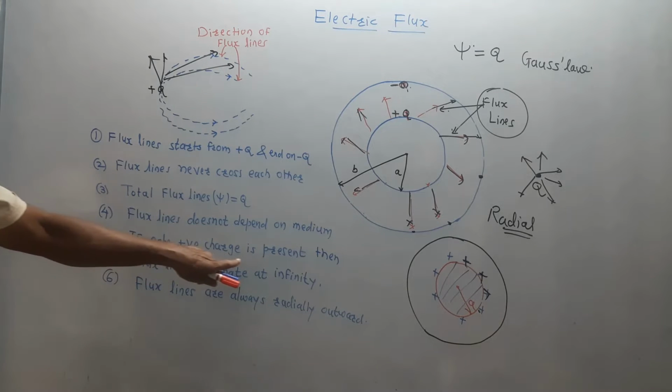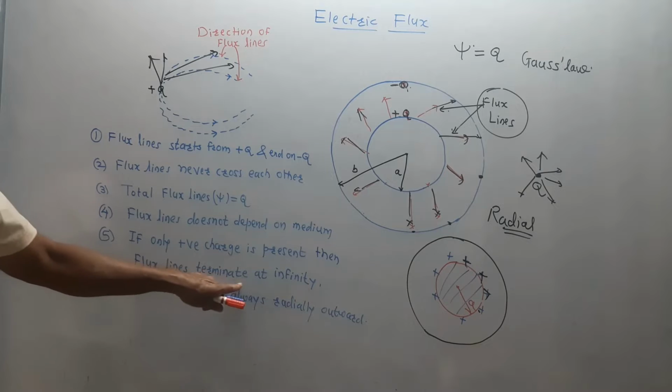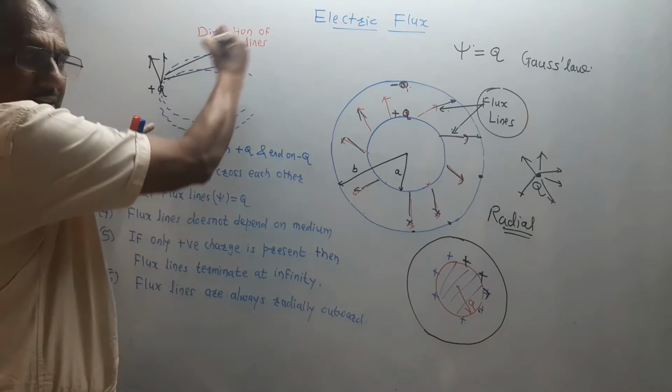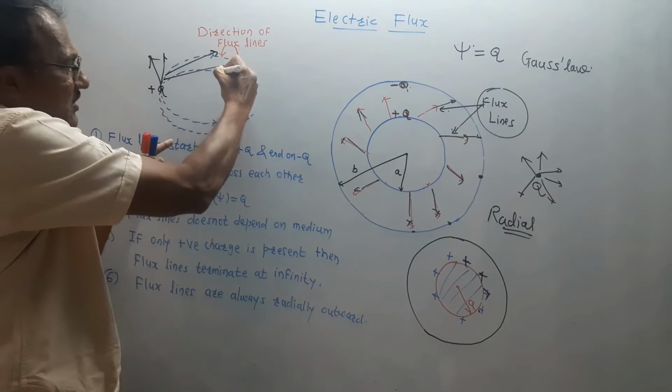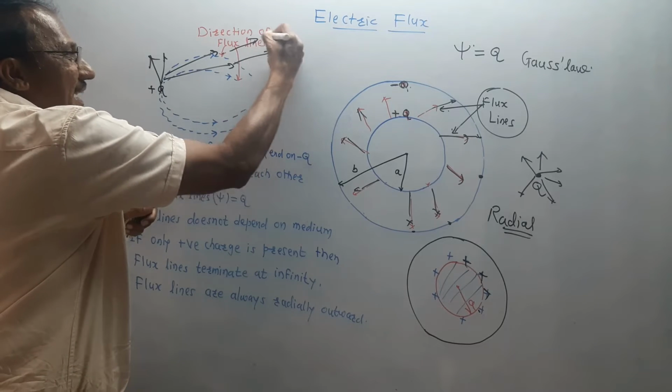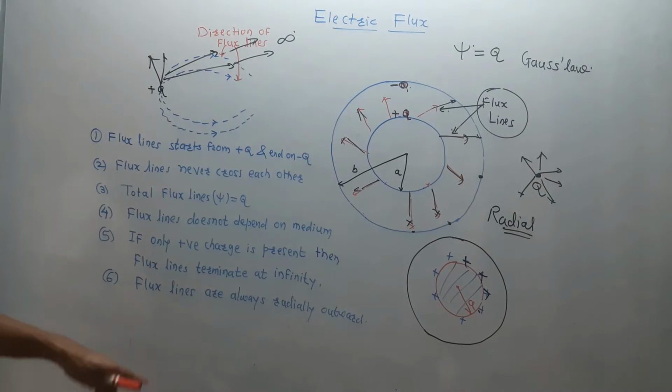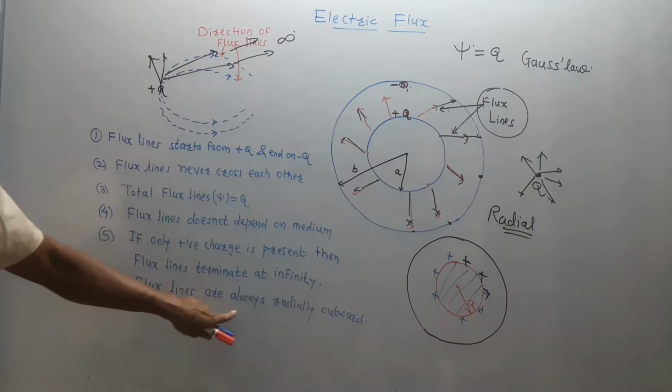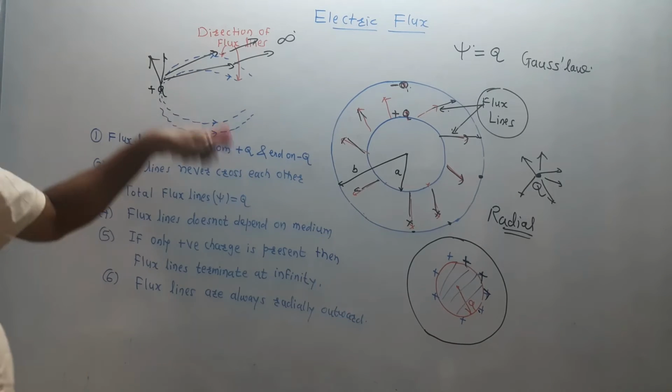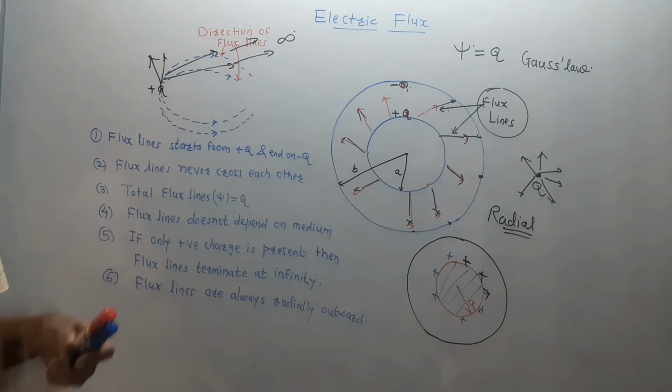Then if only positive charge is present, then flux lines terminate at infinity. Flux lines come out in radial direction and they will end ideally at infinity. Then last, flux lines are always radially outward. Just now we discussed this concept.